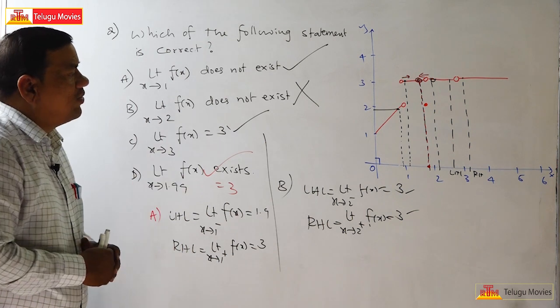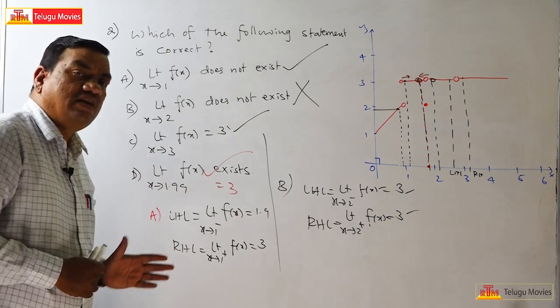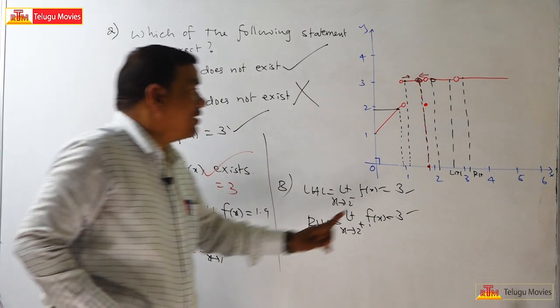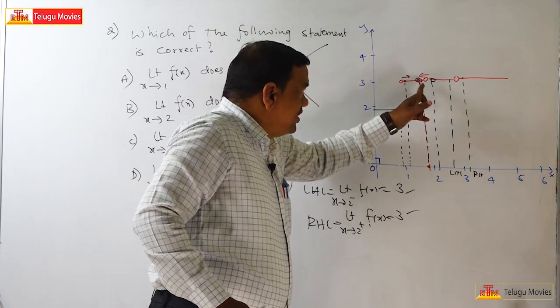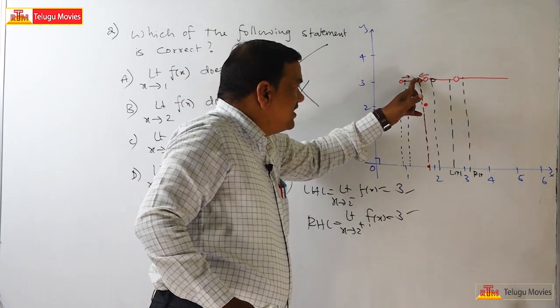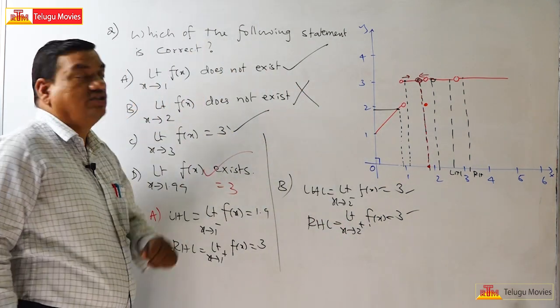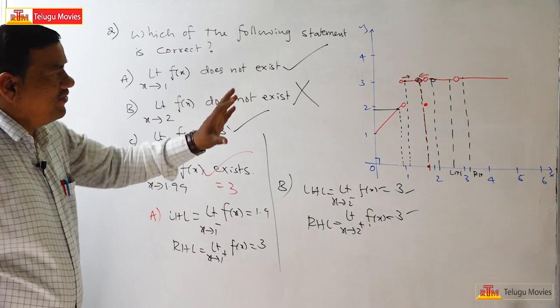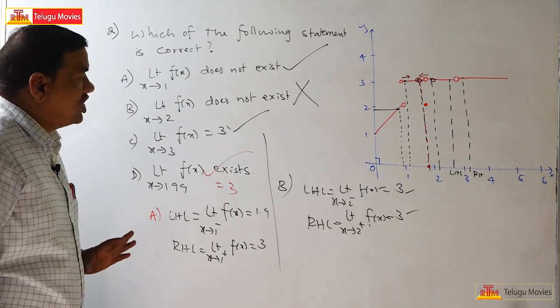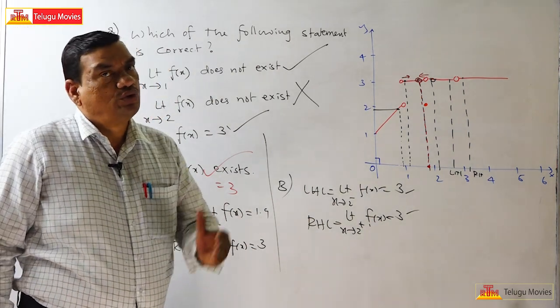Okay, very nice problem. We have to observe the left hand side and the right hand side limit. So here, if you see, from the left hand side it is 3, and the right hand side is also 3. So the limit exists and its value is 3. Okay? So it is a very graphical problem. I hope that you understand this solution. So let us move to the next problem.